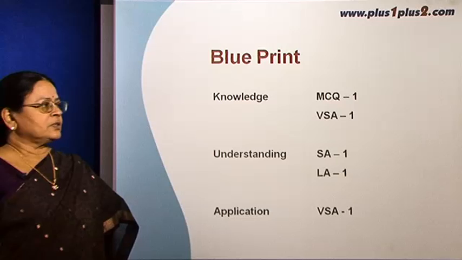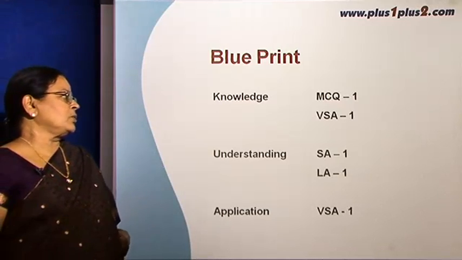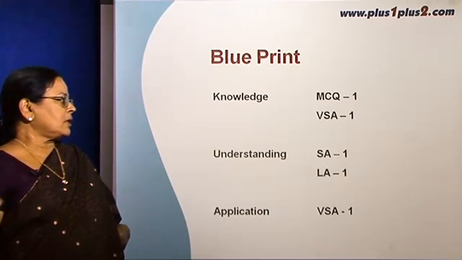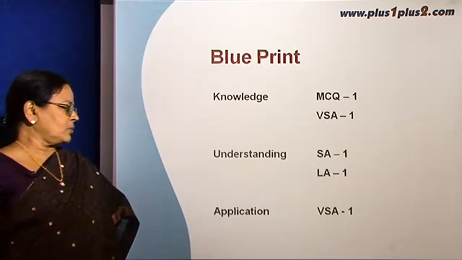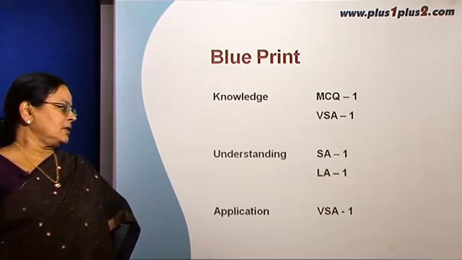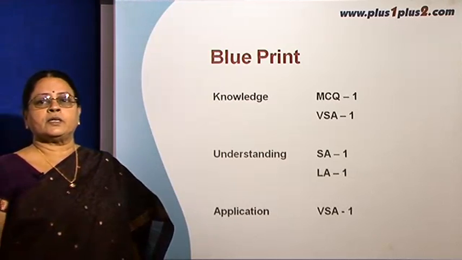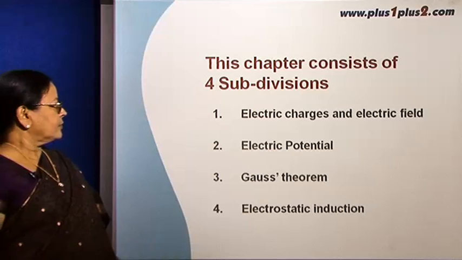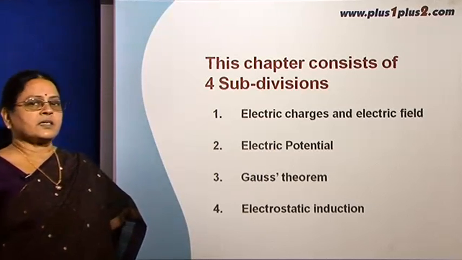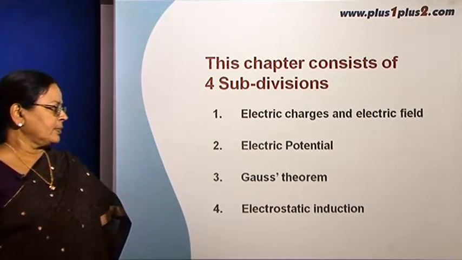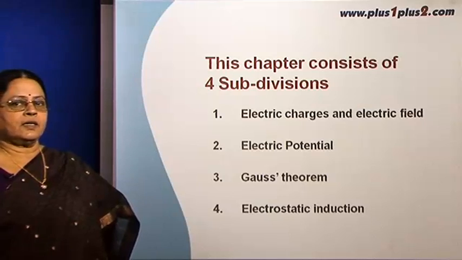According to the blueprint, in this topic we have knowledge based MCQ, multiple choice question 1, very short answer 1, understanding type short answer 1, long answer 1, and application very short answer 1. So this is the way you are going to expect the questions. This topic consists of subtopics: electric charges and electric field, electric potential, Gauss theorem, electrostatic induction.